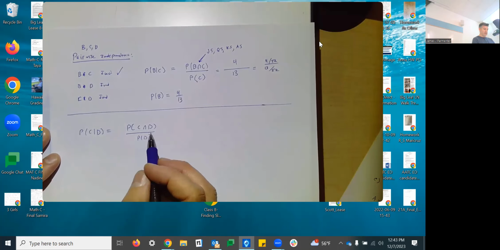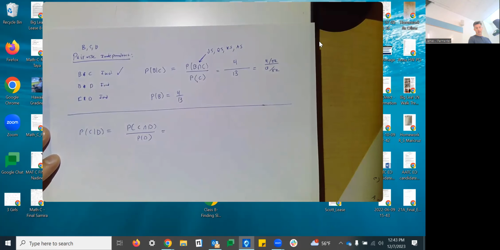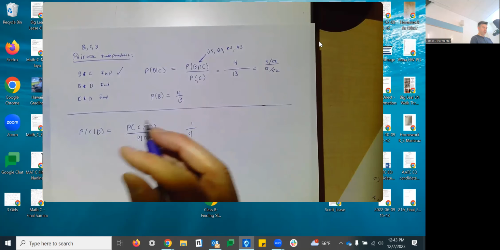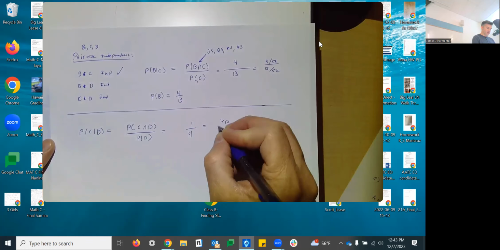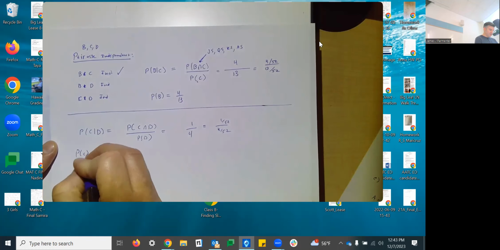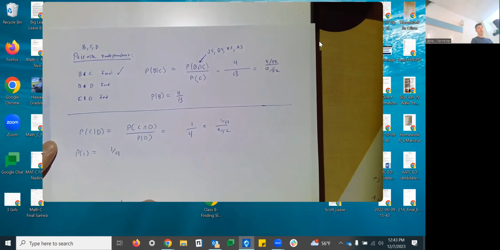So if I want to find this, C was being a spade, D was being an ace. What's the overlap of C and D? Being a spade and an ace. How many cards meet that criteria? One spade that's an ace. One ace that's a spade. And D was being an ace, and there are 4 aces. Or you could do it the long way: 1 out of 52 divided by 4 out of 52. And we had already calculated that the probability of C was 1/4. So these are also independent.